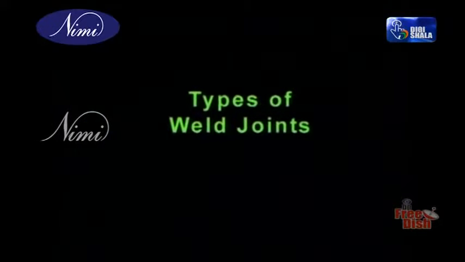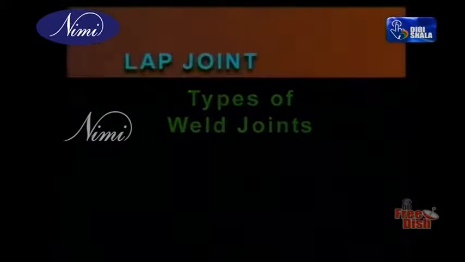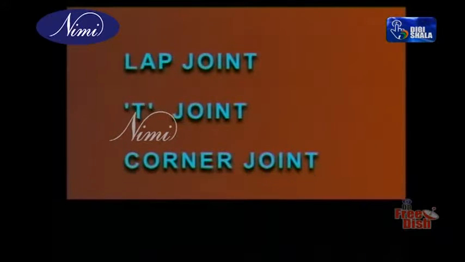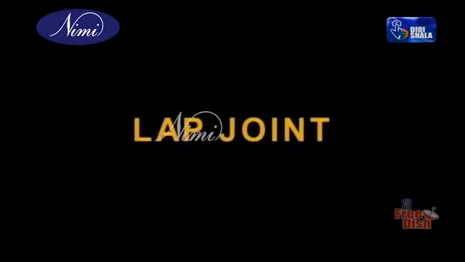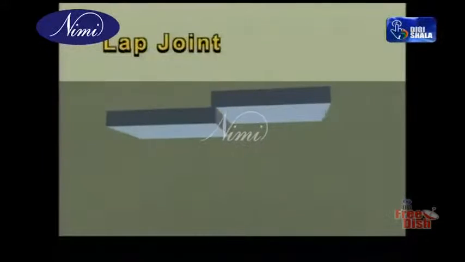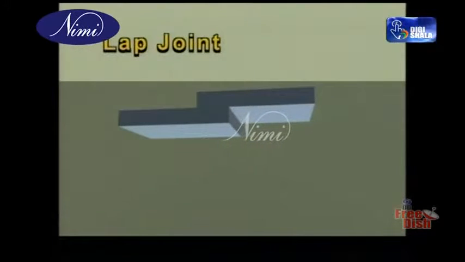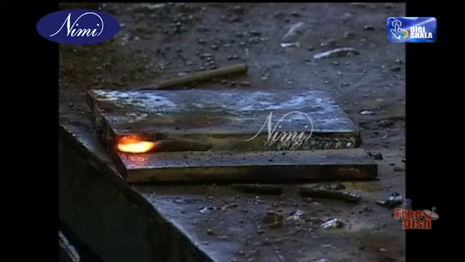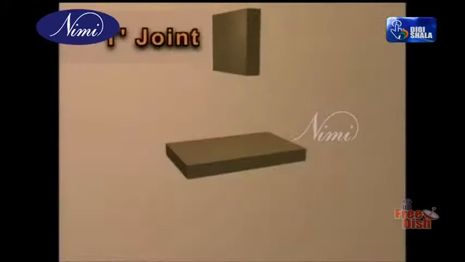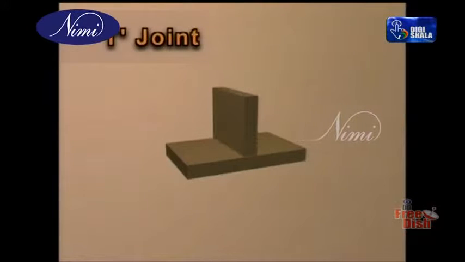There are 4 types of joints used in fabrication welding: lap joint, T-joint, corner joint, butt joint. Lap joints. In lap joints, one plate is placed parallel over the other plate with a lapping length as per requirements. T-joints. In T-joints, one plate is placed perpendicularly over the other plate to form a T-type of joint.